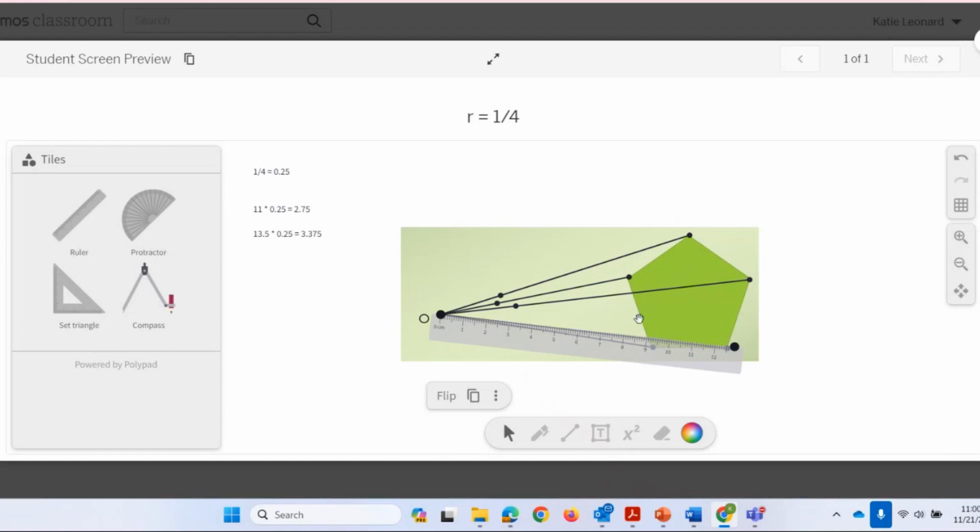And I got 12.5 here. Again, you multiply it by the scale factor. And I get 3.125. All right, so I have 3 right here. And it's going to be slightly past that. All right, so I have my point there.